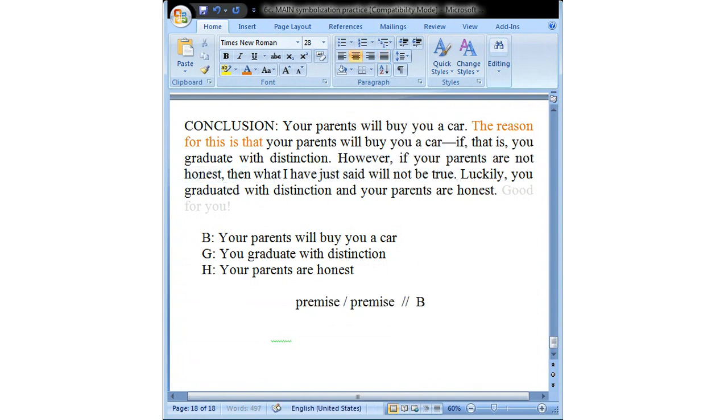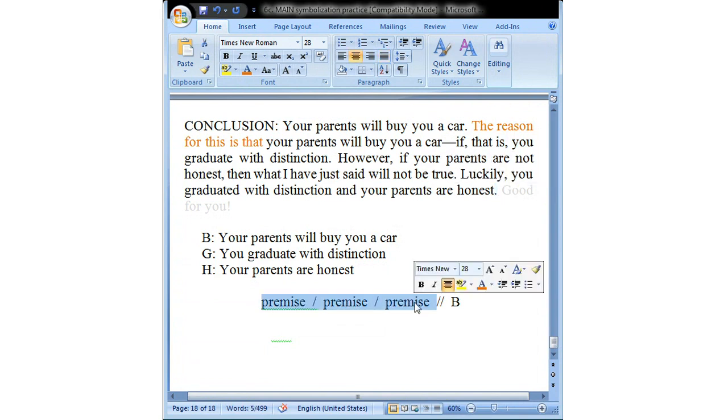We'll agree that premises are basically going to carve out as our punctuation does. Luckily, you graduated with distinction and your parents are honest. We're going to agree that that's a premise, because it starts with a capital letter and ends with a period. So now I've pre-chewed that for you. You're going to have three premises. And for the next test and the homework, if it starts with a capital letter and ends with a period, you're going to carve that as a premise.